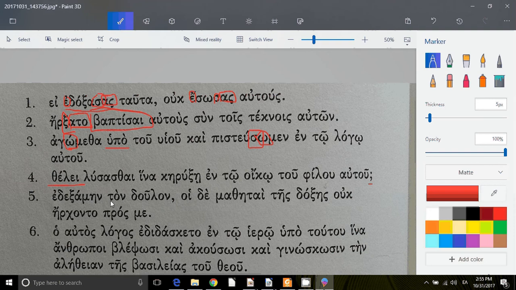So does he wish lusasthai? There's a middle aorist infinitive. Does he wish to loose for himself? Hina, in order that, what follows hina? Always a subjunctive, and so this is an aorist subjunctive. Keruso, you add that next sigma to get the aorist, and it goes to a xi. Kerixe. Does he wish to loose for himself in order that he might proclaim en to oiko, in the house, tou philou autou, of his friend.